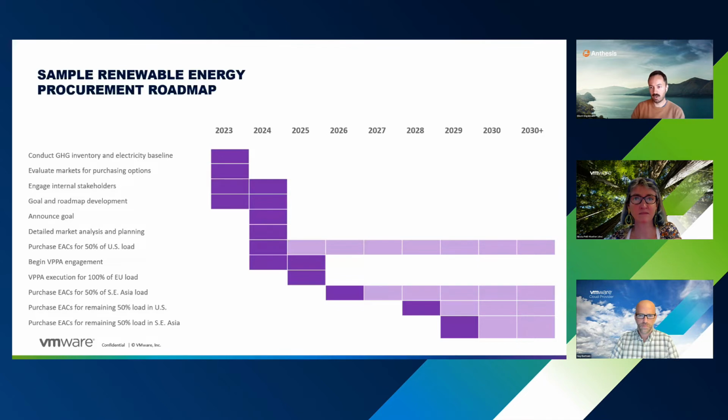We're engaging internal stakeholders to build this roadmap, to announce the goal. We're doing detailed market analysis. And then starting in 2024, we're starting to execute on that. So you can see here we have, okay, we're going to purchase EACs for 50% of the US loads. We're going to start immediately with some EAC procurement. Next, we're going to move to some VPPA deals in the EU. Next, we're going to be purchasing some EACs in certain markets, and you can see it builds on each step to get you to that 100%.